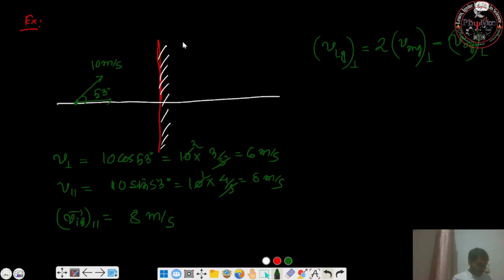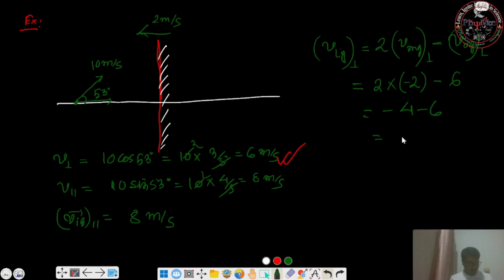Okay, so the mirror velocity, take it to be 2 meter per second in the left direction. To do this, we will do 2 into velocity of the mirror, that is -2, minus the object's velocity, which is 6 meter per second. We got this earlier, put it here. So it is -4 minus 6, it will be -10 meter per second. Okay.